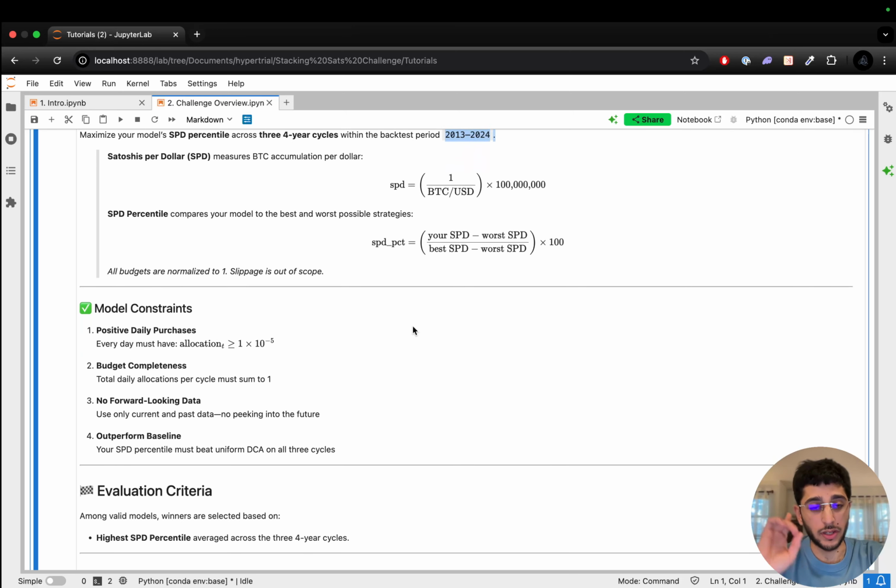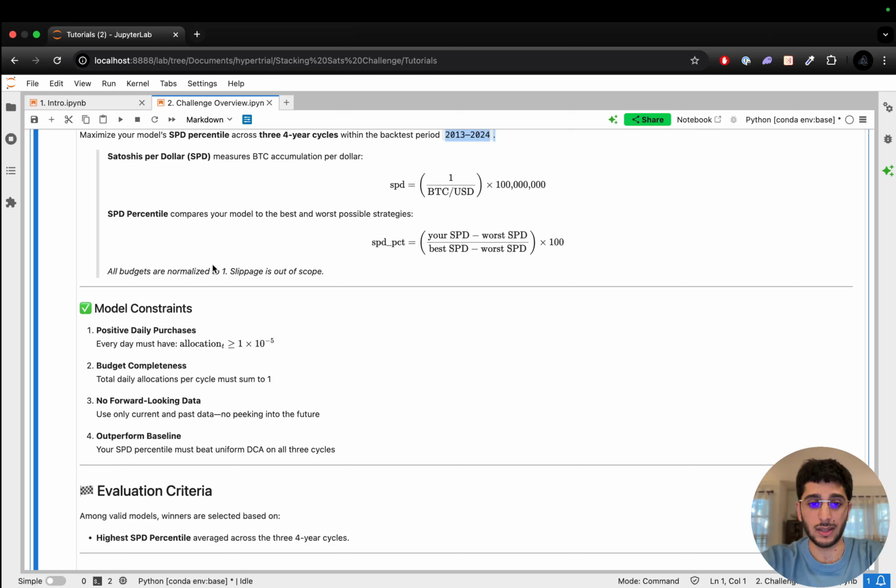Now, that one disclaimer that we were going to mention is that the budget that's normalized to 1 to denote a proportion is great because it abstracts away the necessity to specify a budget, whether it's $10,000, $100,000, or $1 million. But the limitation is that when the budget gets to a certain threshold, slippage starts to become an issue.